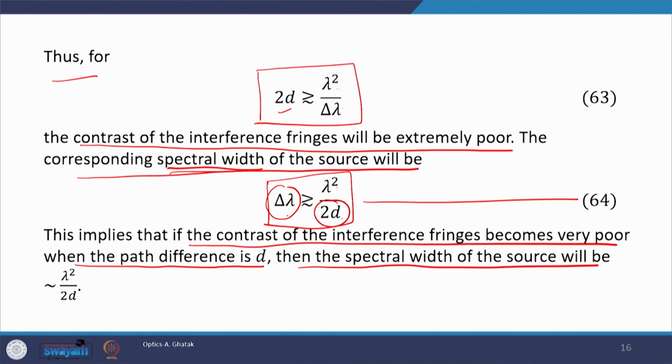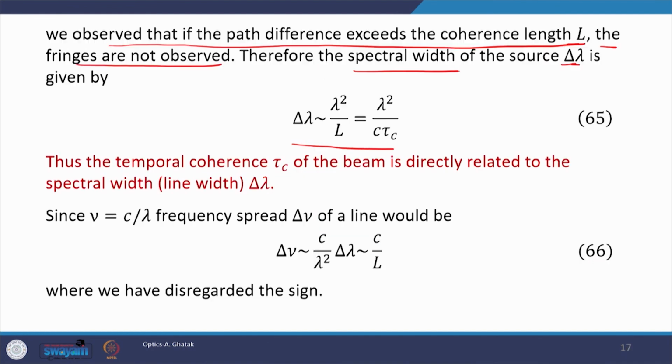What is 2d? 2d is the optical path difference, and the optical path length difference is a length which must be smaller than the coherence length. The maximum value is capital L, which is the coherence length. And if it goes beyond the coherence length, fringes will start to decay. Therefore, we can write delta lambda is equivalent to lambda square upon L, which is equal to lambda square upon c into tau c, where capital L is equal to c into tau c.